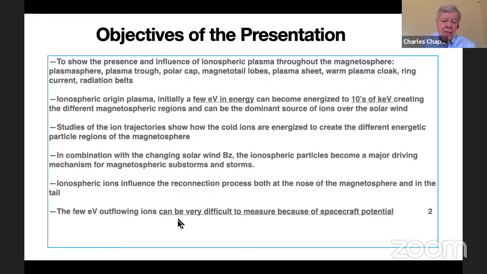And then a reminder that these particles are very difficult to measure because of their low energies and the effect typically of positive spacecraft potential, which means that you don't see them often. Many of our early measurements of the magnetosphere had no measurements of anything in the lobes because the spacecraft was charged enough that it could not see the cold plasma.